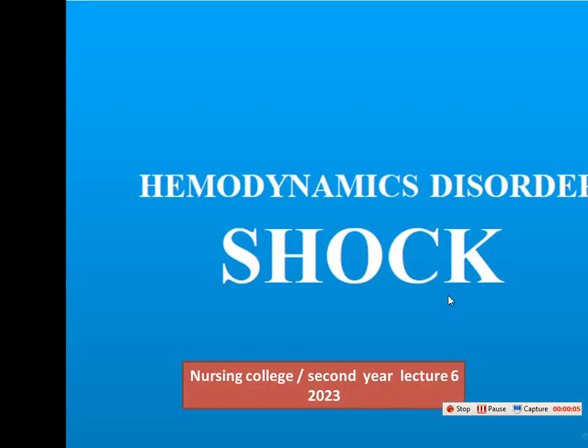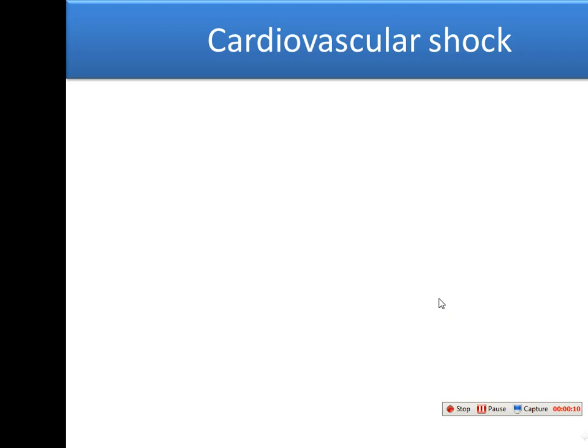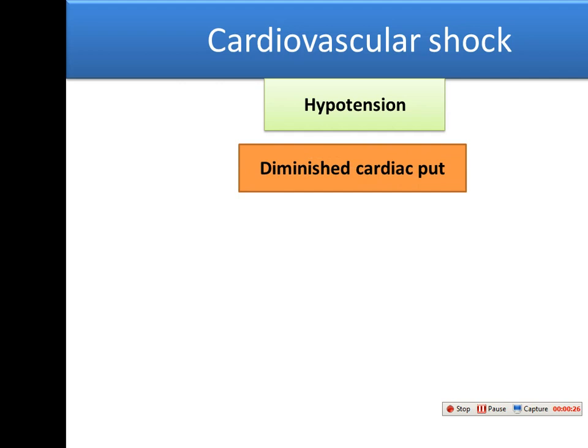Today we want to explain shock, and we mean cardiovascular shock. We must know firstly that cardiovascular shock is characterized by hypotension, that means reduced blood pressure, and this is due to diminished cardiac output. That means in cardiovascular shock, there will be a decrease in cardiac output, sometimes reaching a complete stop of the heart from pumping blood.